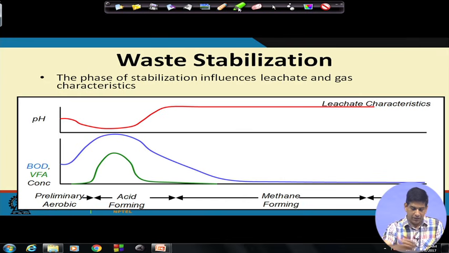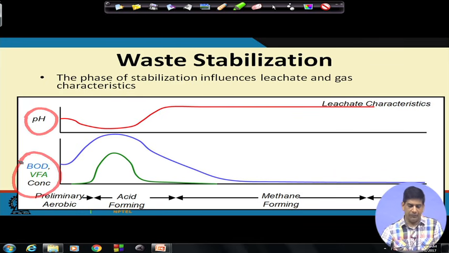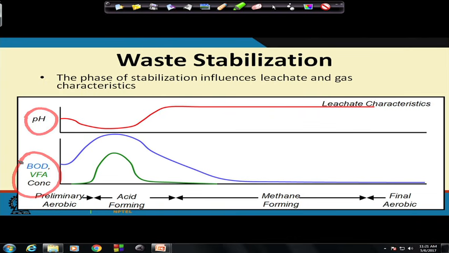We are looking at the pH. We are looking at BOD, VFA, and BOD and VFA. BOD, as you probably must know, is the biochemical oxygen demand. VFA, as I mentioned to you just earlier, is volatile fatty acids. And pH, we all know, basically tells you how acidic the system is.